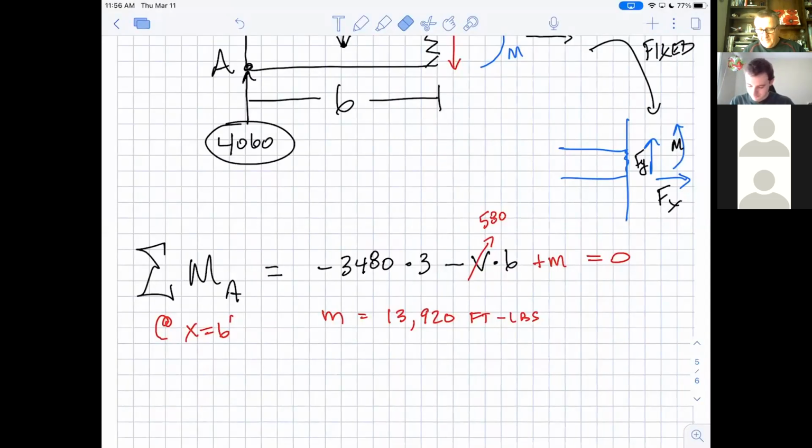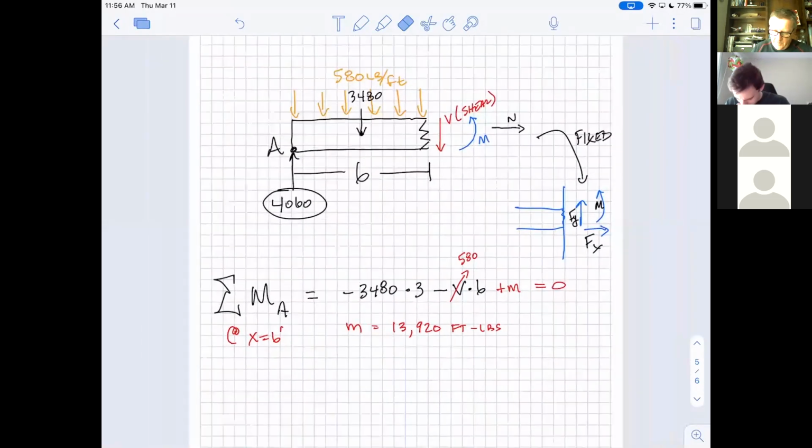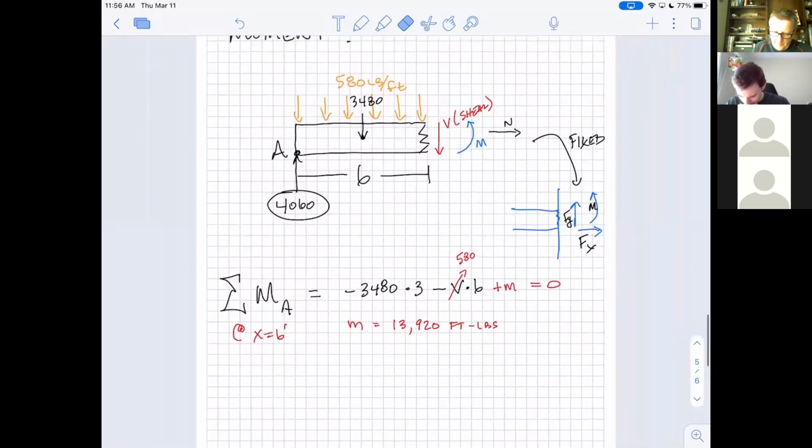We can't just look at the first point we want to look at, 6 feet. What if there's some place where it's worse? So again, let's play around with this a little bit. Let's do another couple of examples. Let's do at least one more example. Let's do it at x equals 2 feet, like way closer to the side.